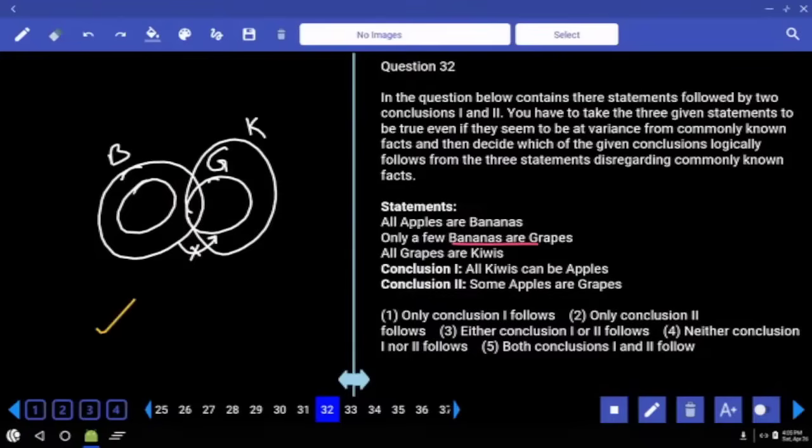Then coming to the next. Some apples are grapes, true or false? Some apples are grapes. Apple is here, grape is here, false. Then what is your answer? Only one. Now only one, that is choice one, question number 32.